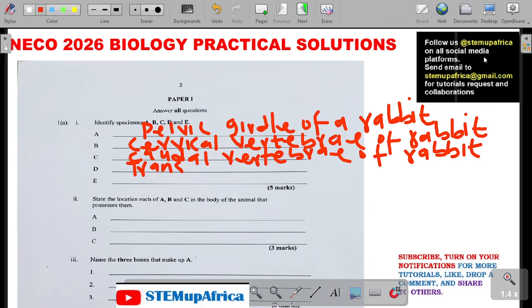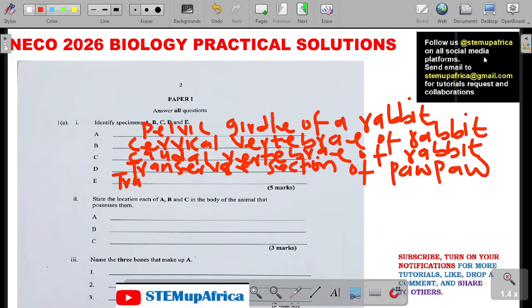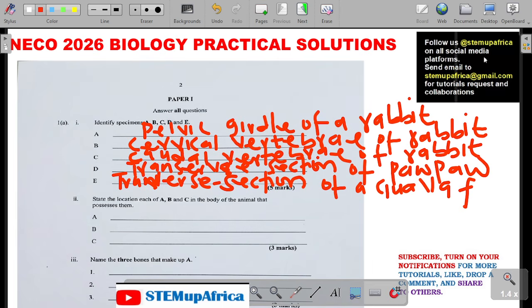of pawpaw. Then specimen E, we have the transverse section of a guava fruit. So this is specimen A, B, and C.